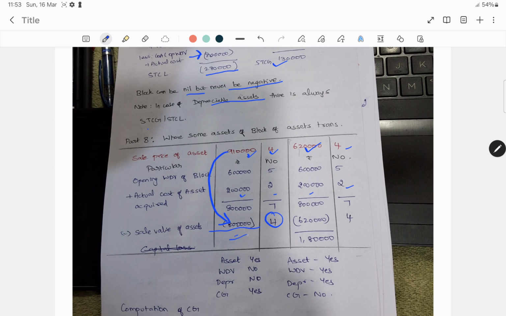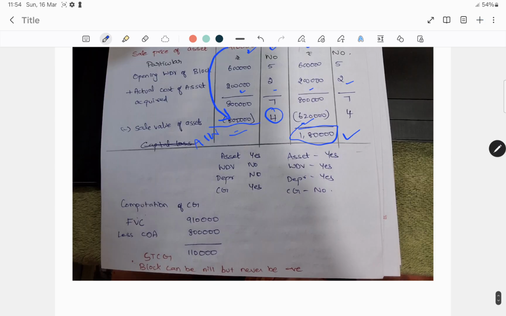So is there any closing WDV? Do we know, will depreciation come? No. Asset should also be there and WDV should also be there. So short term capital gain will come. Your 6,20,000 is the sale value. We have closing WDV, so depreciation will come. Capital gains will not come. Now how to compute capital gain in this case? Full value of consideration less cost of acquisition will give short term capital gains.